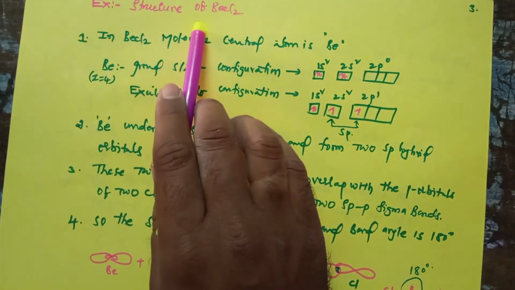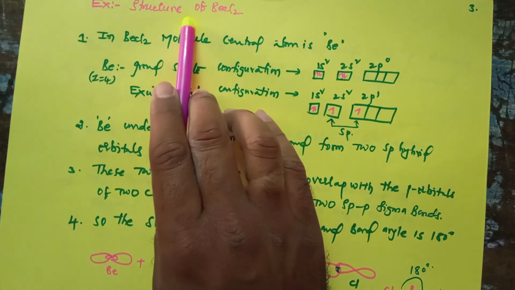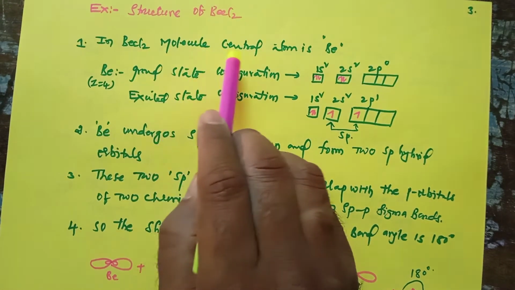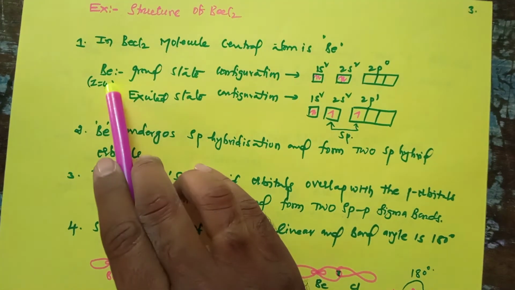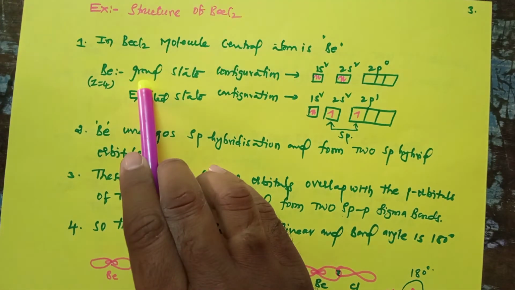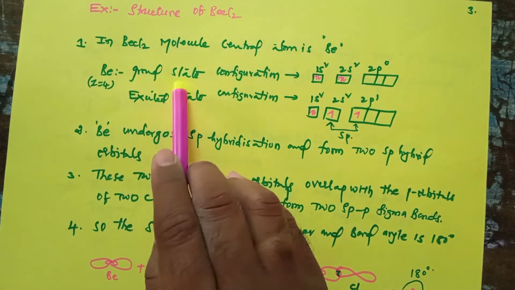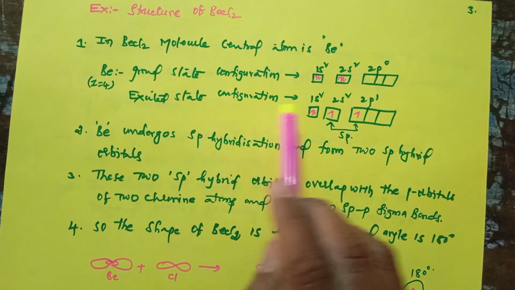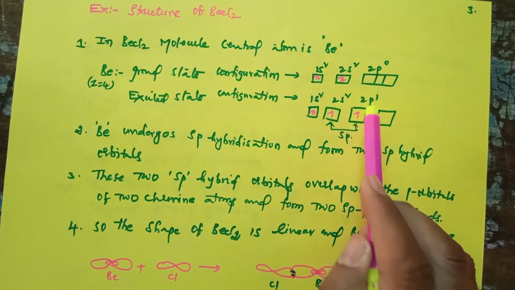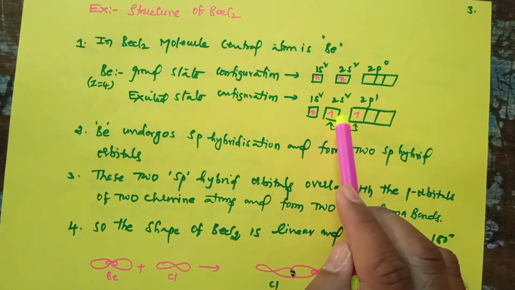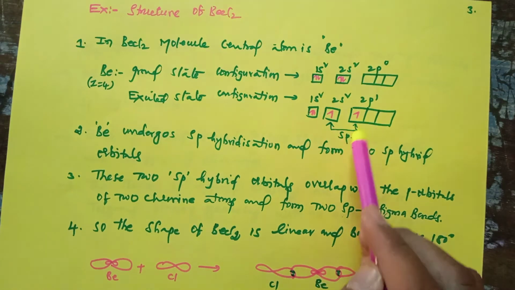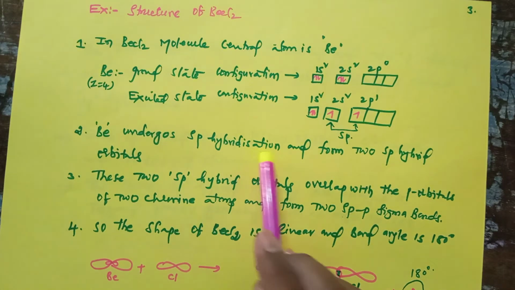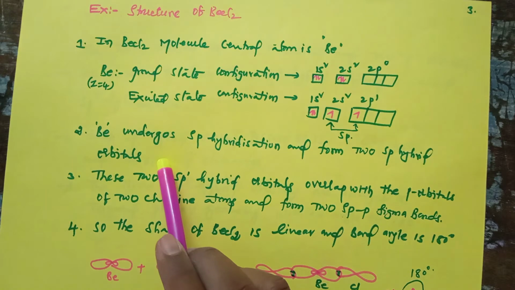The sp hybridization is explained by taking the example of the structure of BeCl2. In the BeCl2 molecule, the central atom is beryllium. The atomic number of beryllium is 4. The ground state configuration is 1s2 2s2 2p0, and the excited state configuration is 1s2 2s1 2p1. In the excited state, one s orbital and one p orbital intermix, forming sp hybridization. Beryllium undergoes sp hybridization and forms two sp hybrid orbitals.